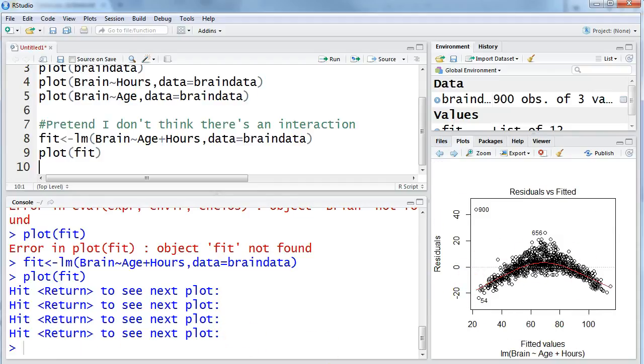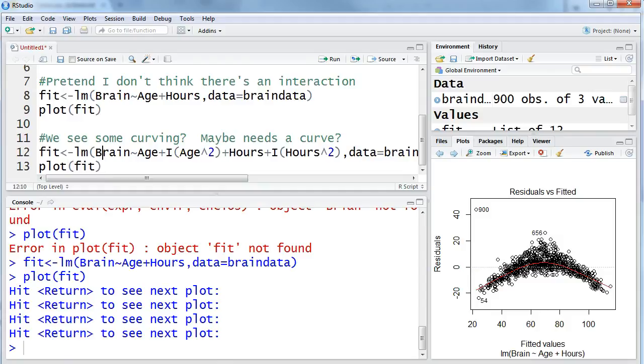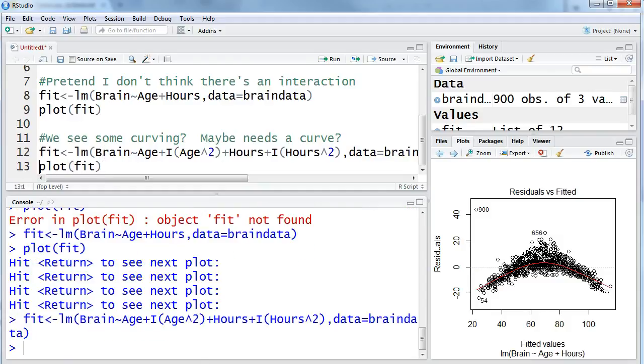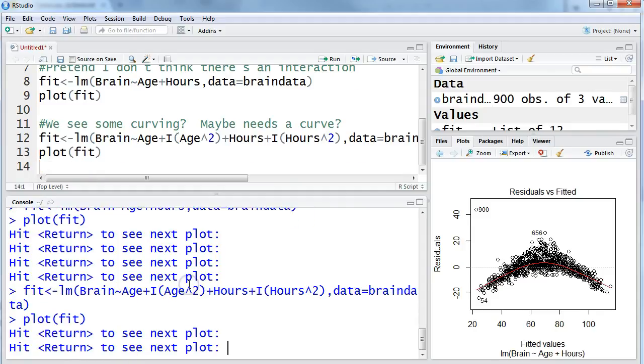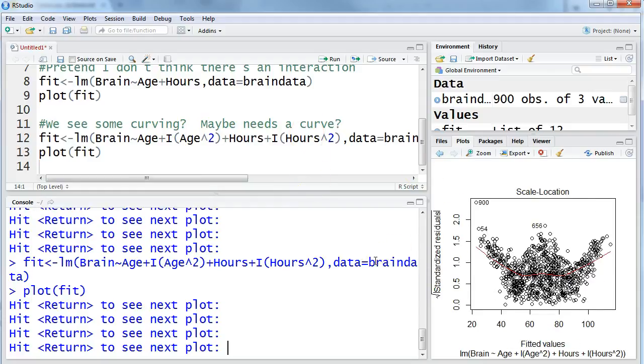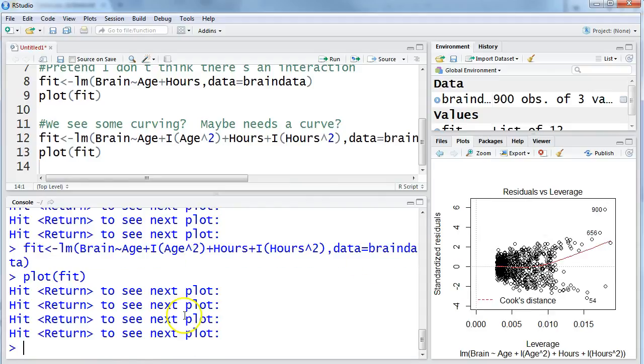So let's pretend that we think it's curving. And so we would put in age squared and hours squared. Let's see how that looks. My residual plot has the exact same curvature. There's curving happening, but it's not age that's curving, and it's not hours that's curving. The answer is going to be it's both. But as you look through here, we haven't improved anything.